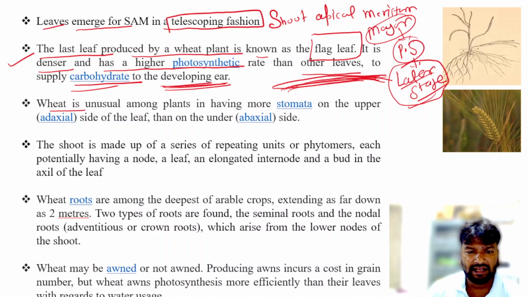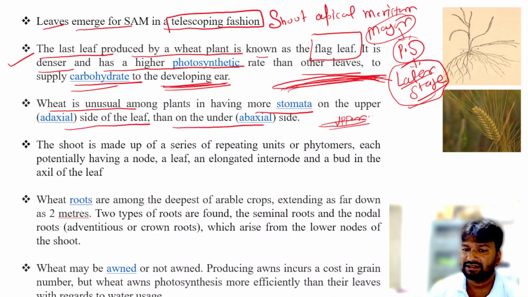Also, wheat is unusual among plants in having more stomata on the upper surface. Like this leaf, this is the upper surface, that is known as the abaxial side of the leaf, and the underside is known as the adaxial surface. Okay, upper is abaxial surface.